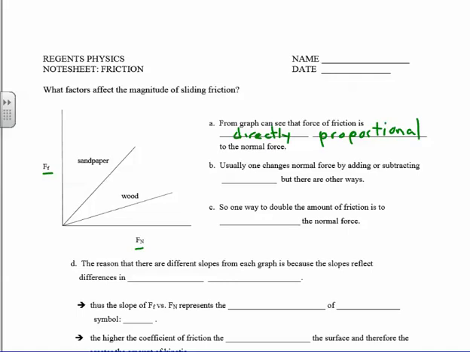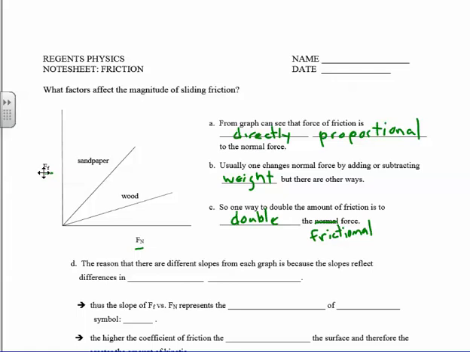One way to look at that is if you double the normal force, you're going to double the frictional force. That doesn't necessarily mean it's going to double how fast you're going or slow you down in terms of the velocity. It just means that if you double how much weight you put in your car, you're going to have that much more friction. As I said earlier, usually one changes normal force by adding or subtracting weight, but there are other ways of doing that that we'll investigate.